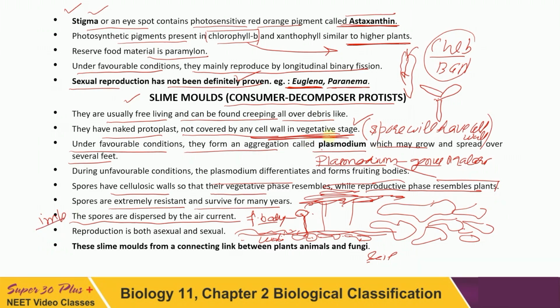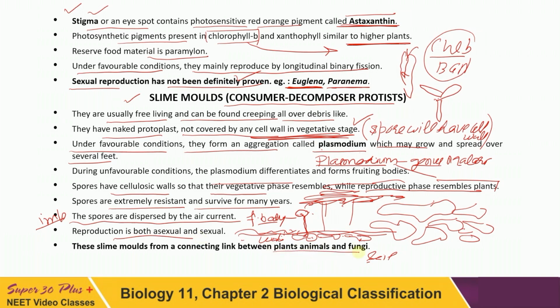At one stage, the vegetative cell wall is absent and the spore has a cell wall. The plasmodium is there, but it's not this plasmodium. The spores are resistant. They can survive for many years, and the spores are dispersed with air currents. Both sexual and asexual reproduction are present. You see here, slime molds are a connecting link between plants, animals and fungi.